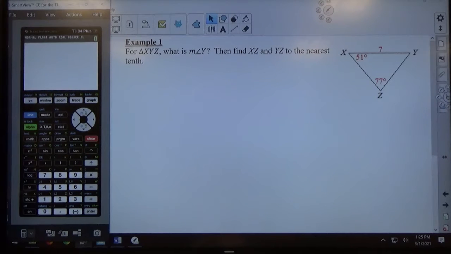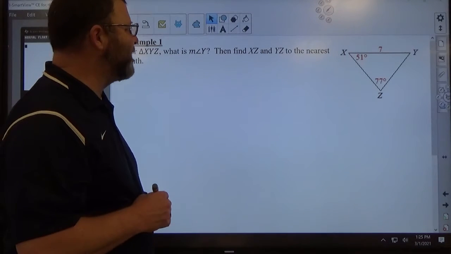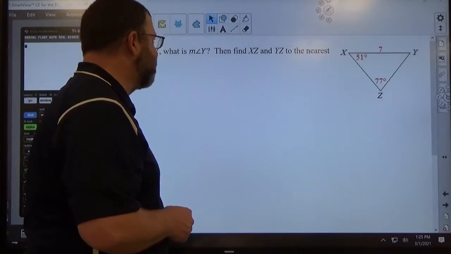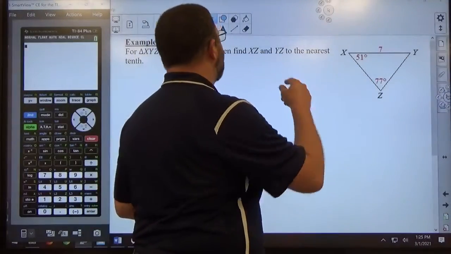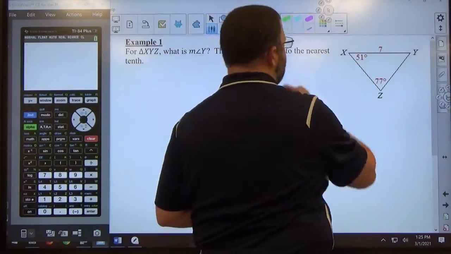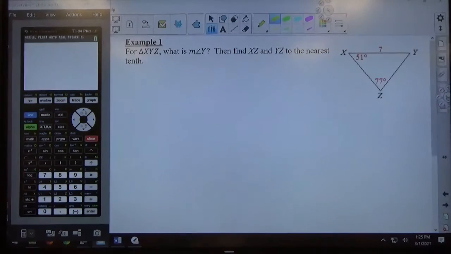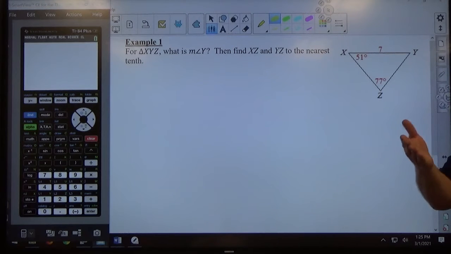So, first step. It says for triangle XYZ, what is measure angle Y? Then find XZ and YZ to the nearest tenth. They're giving us rounding directions, so we'll round to the directions they tell us. If they don't give us rounding directions, I would like everything that gets rounded to be rounded to 2 decimal places. All right? So first step is diagnosis. What type of problem is this? Can I use SOHCAHTOA or not? If I can use SOHCAHTOA, it's better to do that. So if I got a right triangle, I'm going to use that.